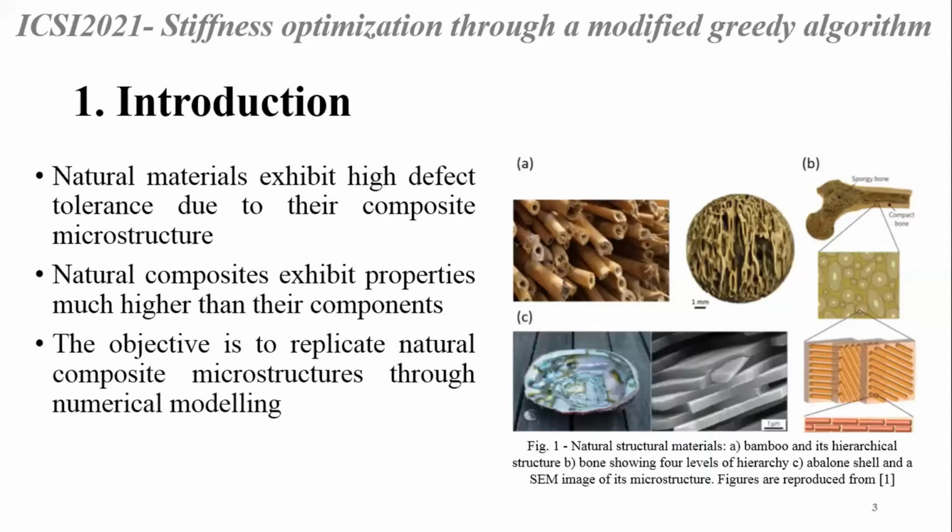For example, nacre, which is here on the slide. It's made up of 95% calcite materials and only 5% biopolymer protein, and has a toughness 3,000 times higher than normal brittle minerals alone. What we are trying to do is replicate nature's composite structure with numerical modeling.